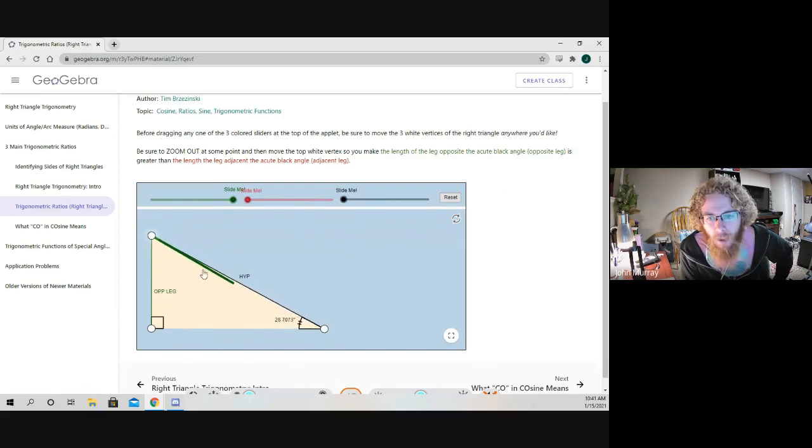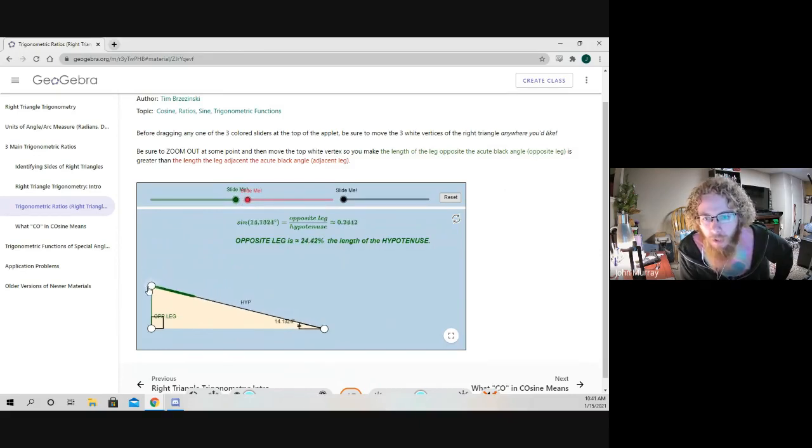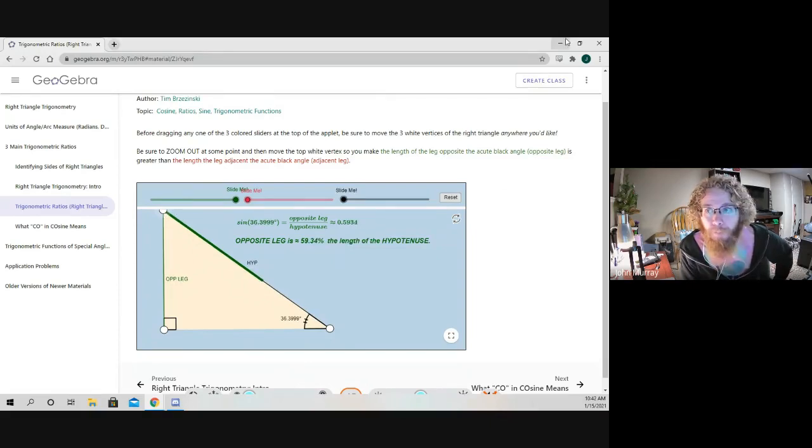If I change the angle, it's changing the size of the opposite leg, which will change the ratio. So the smaller my opposite leg is, the lower the value we have for sine. When my opposite side increases, my angle also increases, which increases the value of sine.